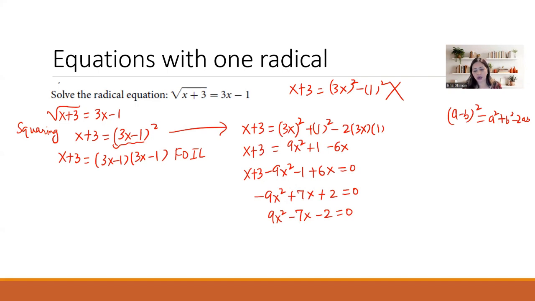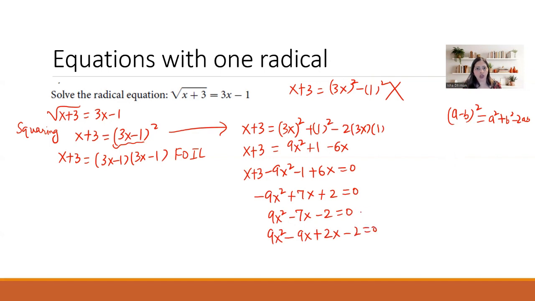Now let's see whether I have some factors here or not. So 9 times 2 is 18, and the factors of 18 are 9 and 2. Yeah, so I can write this 7 as minus 9x plus 2x.